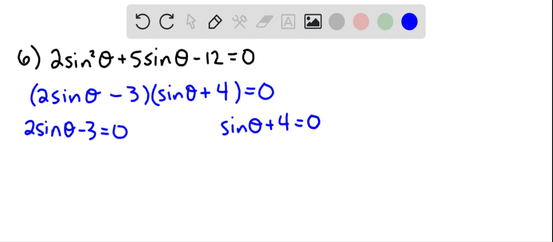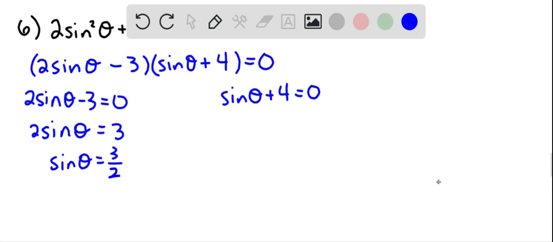So let's go with the first one. We're going to add 3 to both sides and divide by 2. Look, it's happening again. One that has no solutions because sine cannot be 3/2. The largest sine can be is 1. And then the other one, sine theta equals -4. It's happening again because sine theta cannot be -4. The lowest it can be is -1.